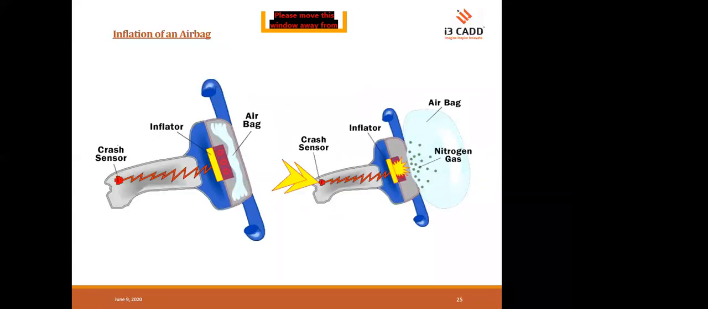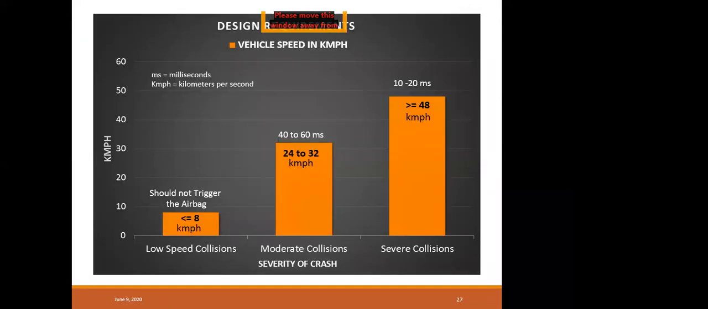Here they show the airbag inflation, how it is working. So, design requirements. Nowadays, with the introduction of crash severity sensors, our modern airbag control unit has the ability to differentiate the severity of crashes. For example, the ACU has to inflate the airbag whenever and wherever required. And in the meantime, it should not trigger the airbag whenever it is not needed.